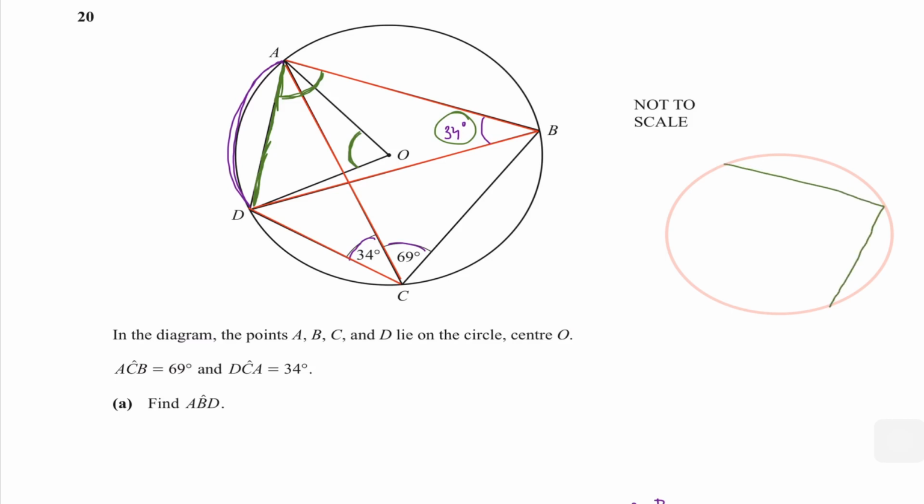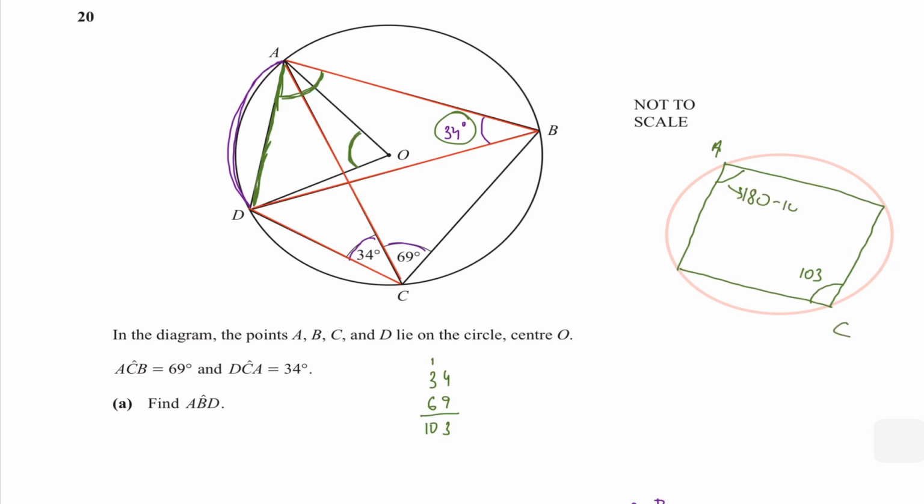I'm just redrawing it for you so that it's easy to understand. This is the angle that we have to find, and this angle was given to us in two pieces. One of them was 34 and the other was 69. So let's add and see what their total is. 9 plus 4 is 13. 6 plus 3 is 9, 9 plus 1 is 10. So this angle is 103.